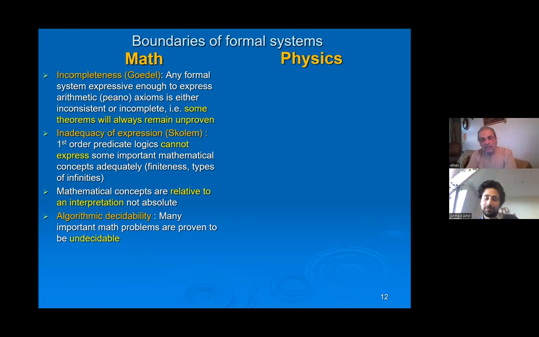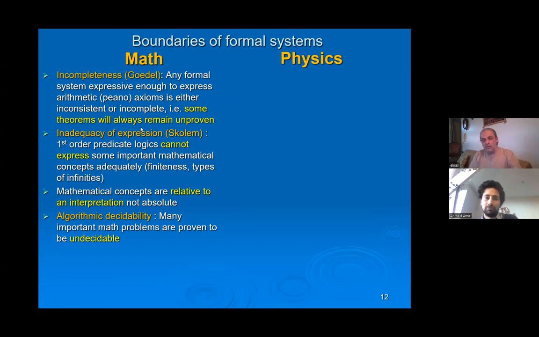But by the middle of last century, here comes the first very important boundary by Kurt Gödel, the so-called incompleteness theorem, where he showed that any formal system expressive enough to express arithmetics with Peano axioms is either inconsistent or incomplete, i.e., some theorems will always remain unproven. So he showed that even if you take the very basic mathematics which children learn in school, arithmetics and Peano axioms, multiplication, addition, and so on, using these very simple axioms you can write some theorems which you cannot prove at all, using mathematical logics.